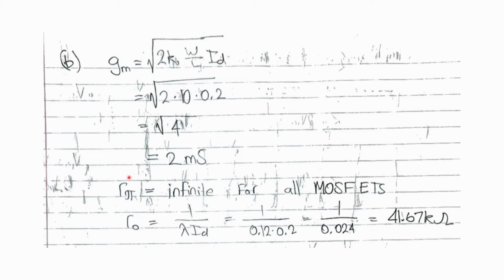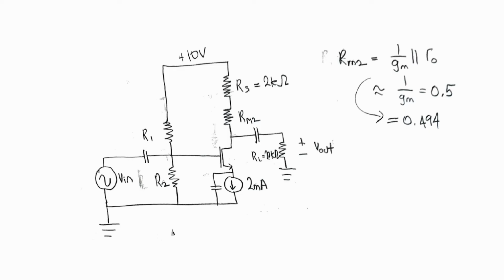Now, R pi is infinite for all MOSFETs, as there is no current flow between the gate and the rest of the transistor. And R naught is related to ID using this simple equation, and after we plug in the fact that gamma is 0.12 and ID is 0.2, we find that R naught is 41.67 kiloohms. Now let's move on to part C, which asks us to draw a small signal model of this amplifier.